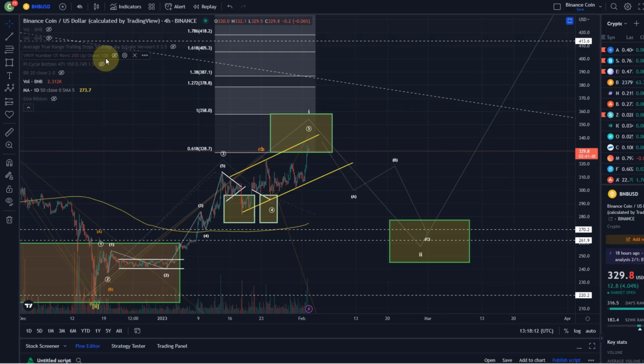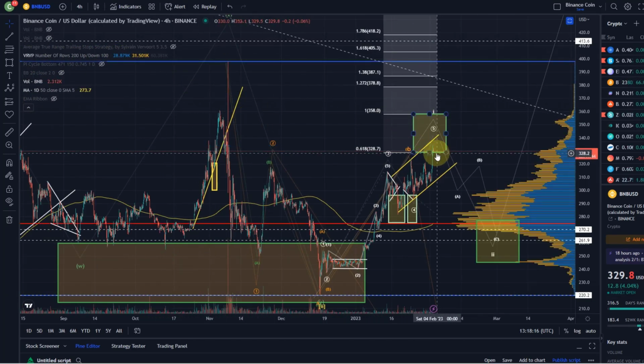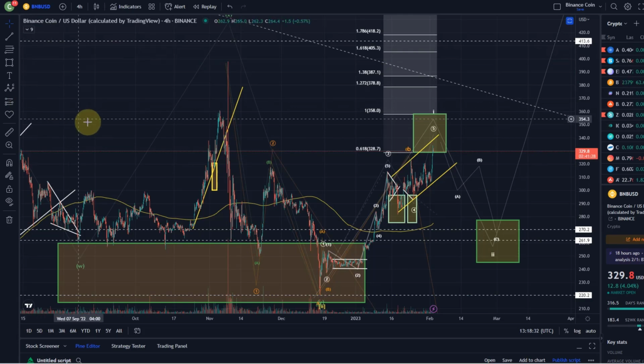Anything else to highlight? Don't think we see anything on the VRVP that's exciting. If we go higher here, you have a bit of a spike of the historical volume around 350. Would make sense because this is the previous top. So it is also sort of towards the end of this target range. So I would expect some resistance there. Nothing else to add other than it's looking good for BNB.